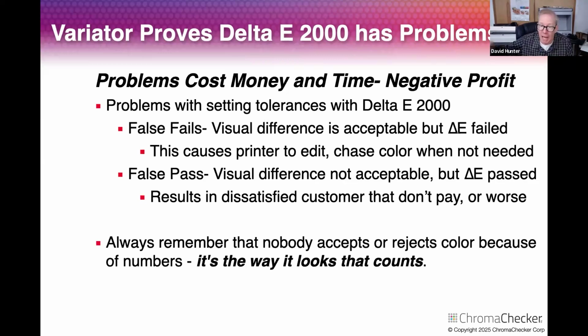you're chasing your tail. And then the other aspect is true as well, where it's a false pass, where it says, oh yeah, it is a 2, but maybe it's in the L star area where, yeah, technically it is a 2 delta E, but visually it looks like a 3 or 4. And so when the customer gets it, they're like, this is not acceptable. And remember that fifth rule was it's the way it looks that counts. It's not the number. So how do we fix this?